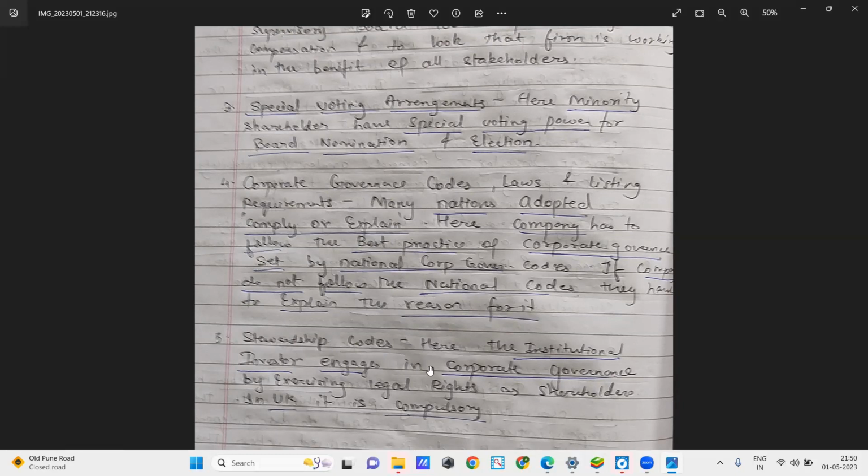Fifth one is the stewardship codes. Here the institutional investors engage in corporate governance by exercising their legal rights as shareholders. Institutional investors or mutual funds have a huge amount of shareholding in the company, so they will put pressure on the management to follow the corporate governance structures.